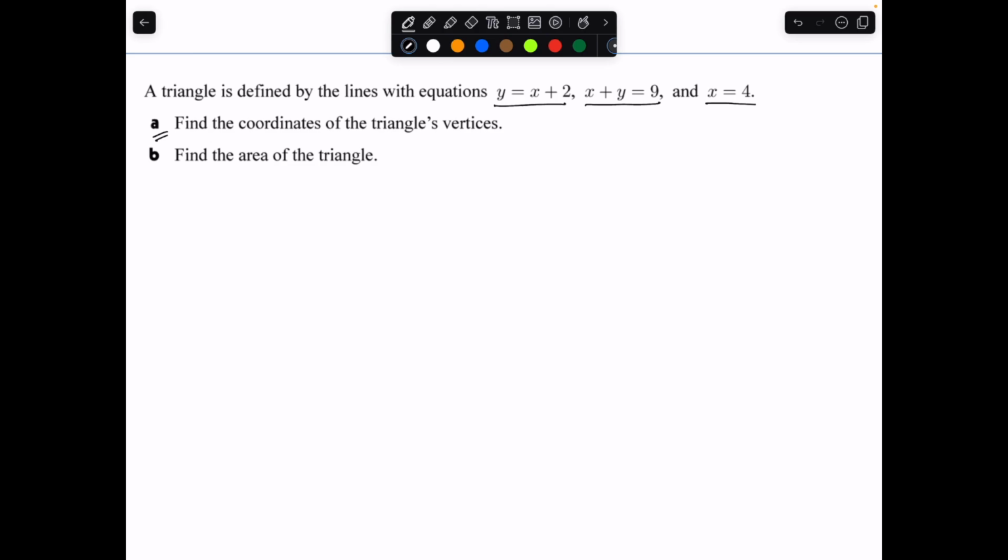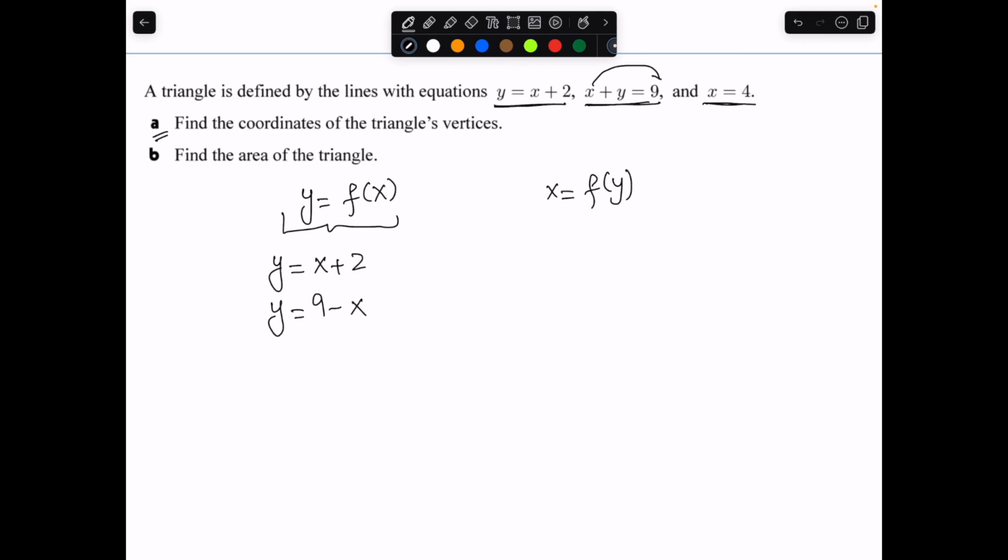So we need to plot these equations in the GDC and see whether we get the triangle that it's talking about. In order to do so, we know that y is a function of x, or x is a function of y. So we need to convert into either of the two forms. It means we need to have one variable on one side and the other variable on the other side. So the first equation can be written in this form, y equals x plus 2. The second equation can be written as y equals 9 minus x. What happens? The x goes to the other side.